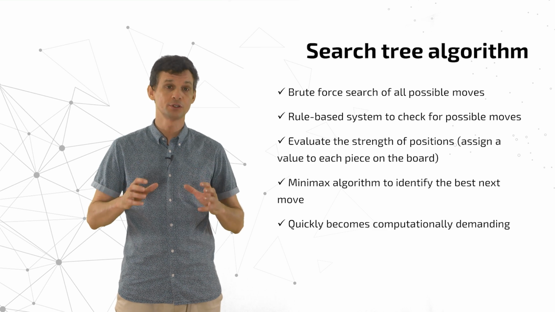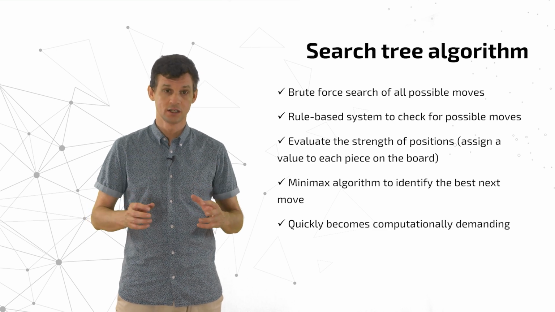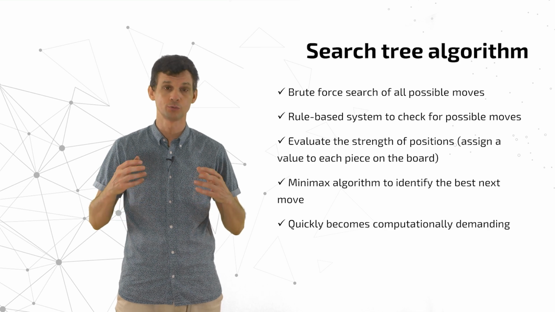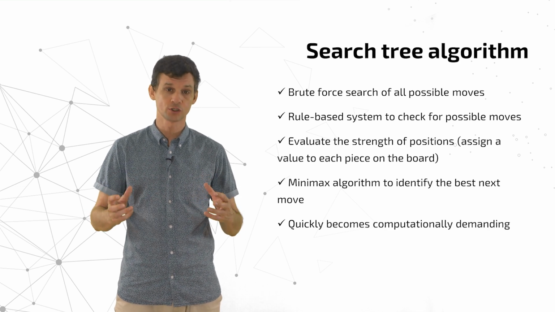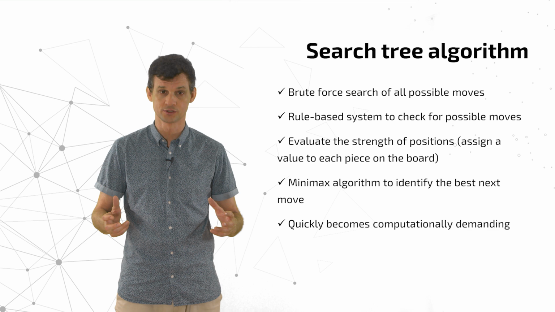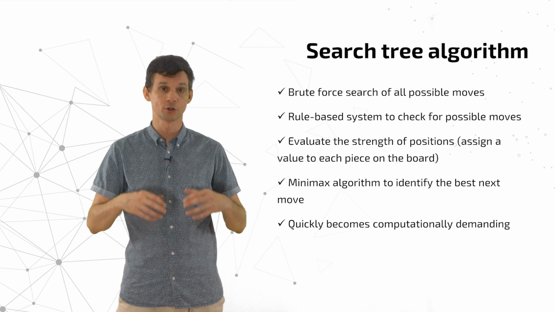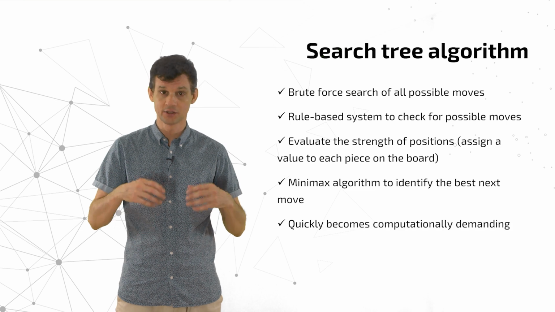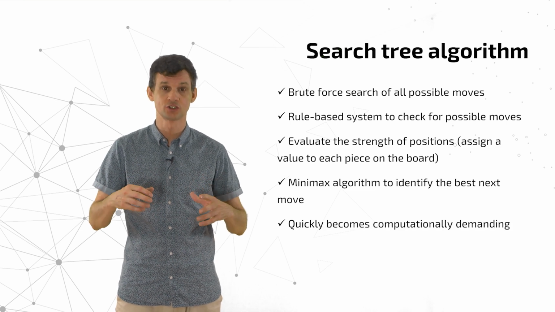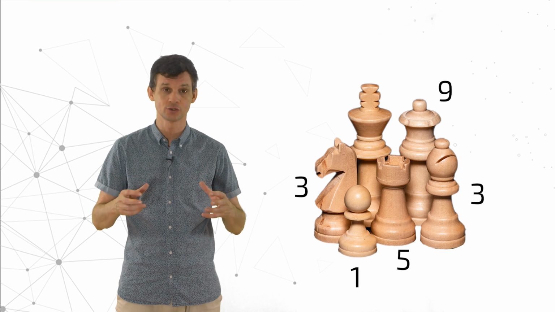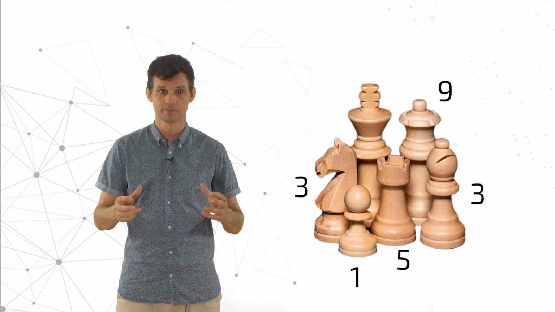Let's see how a simple chess playing algorithm works. The search tree algorithm is the most commonly used algorithm for computer chess. It is a brute force search of all possible moves. We use a rule-based system to check for possible moves. We next evaluate the strength of the position of each player, which can be in the simplest manner done by assigning the values of each of the pieces on the board.